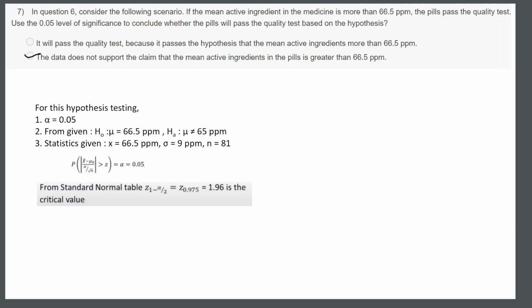Okay. Moving on to the seventh question. In question 6, consider the following scenario. The mean active ingredient in the medicine is more than 66.5 ppm, then the pills pass the quality test. Use the significance level of 0.05 to conclude whether the pills will pass the quality test based on the hypothesis.